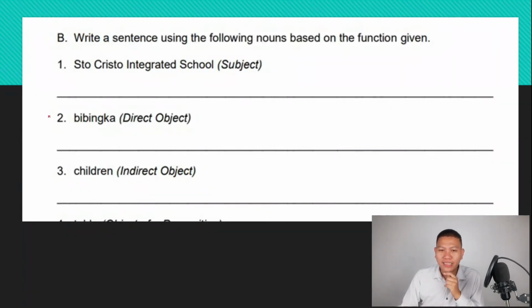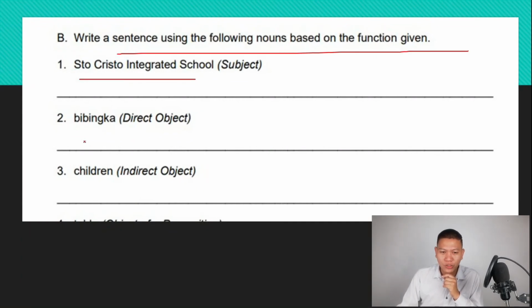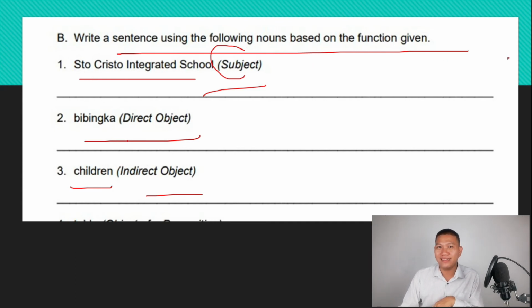Letter B, write a sentence using the following nouns based on the function. So these are the nouns, these are the functions. So you have to write a sentence. As subject: Santo Cristo Integrated School is a famous school in Tarlac. So, as a subject. Okay?